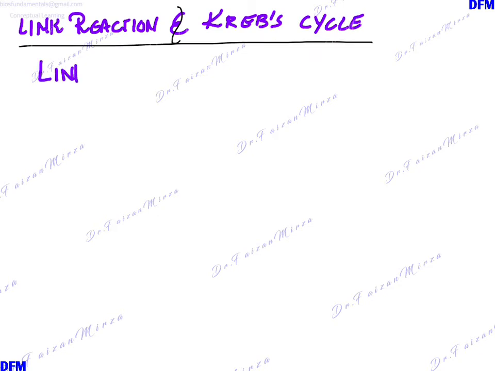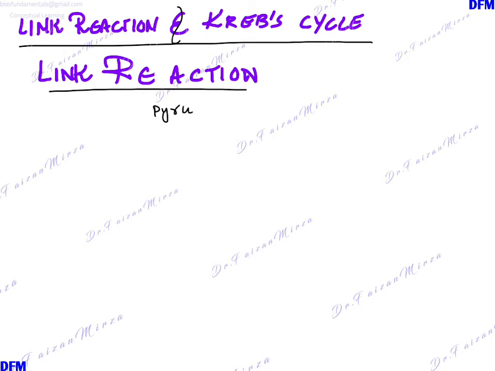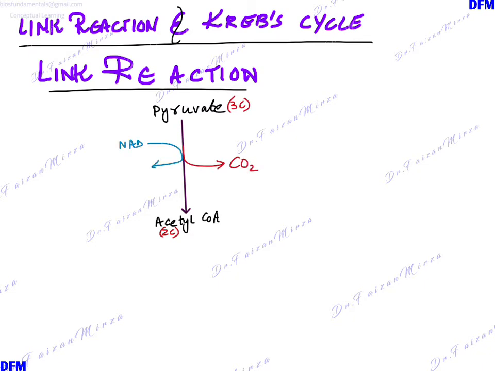This is followed by the link reaction. What's happening in the link reaction? We follow the link reaction together with the Krebs cycle. In the link reaction, we start with pyruvate. A single pyruvate molecule turns into acetyl, a 2-carbon compound, by losing carbon dioxide and a hydrogen. This is called decarboxylation and dehydrogenation.